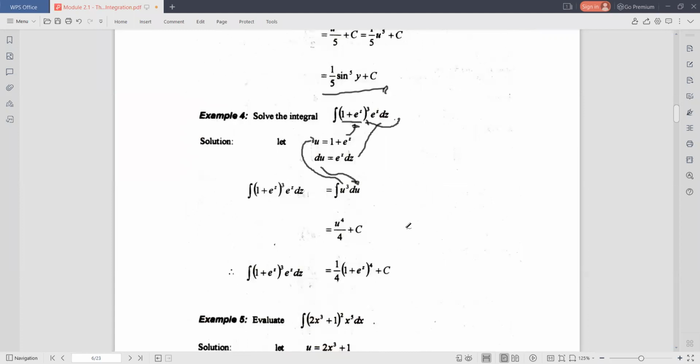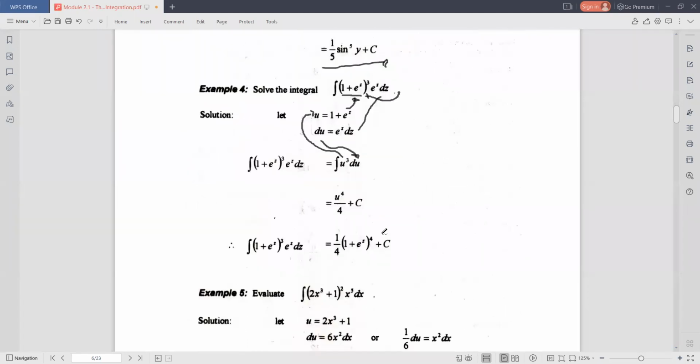Then we apply the integral formula, that is the first integral, I sub 1. So we have u raised to 4 over 4 plus c. And then once we have integrated, we go back to what we substituted, which is 1 plus e^z, so you will have 1/4 times (1 plus e^z) raised to 4 plus C. So, it's easy, right? It's easy.